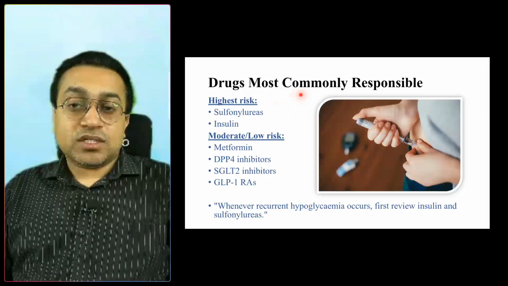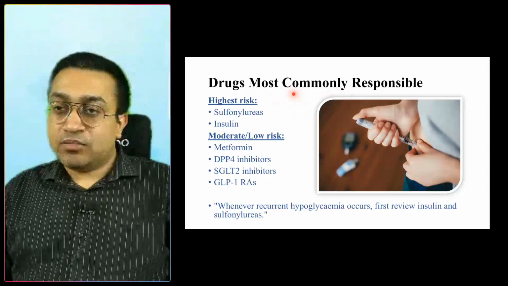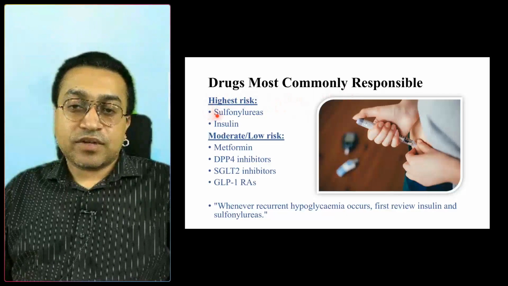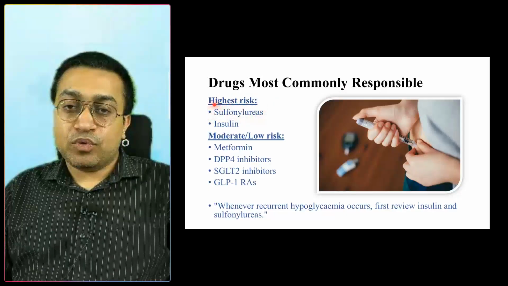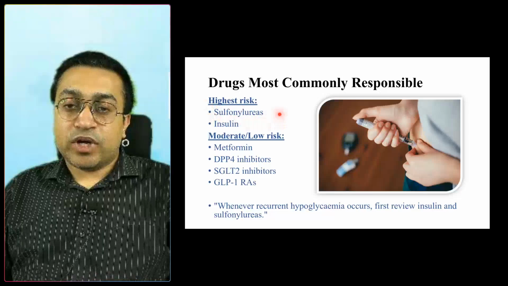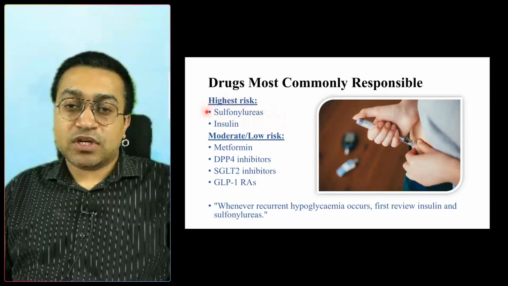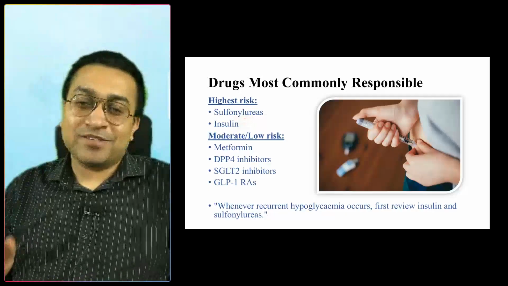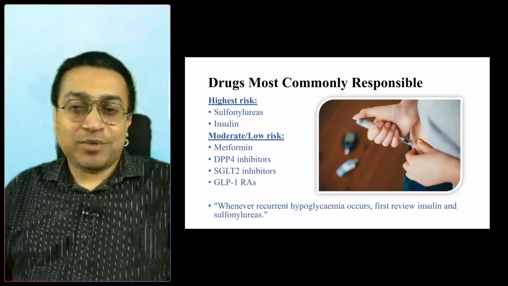Then what are the drugs most commonly responsible? I think most of us will agree that sulfonylureas remain the highest risk category. Yes, please give a thumbs up if you all agree with this. And this is one area where I think most doctors are worried about prescribing sulfonylureas. You avoid sulfonylureas so that the patient does not land up in hypoglycemia.